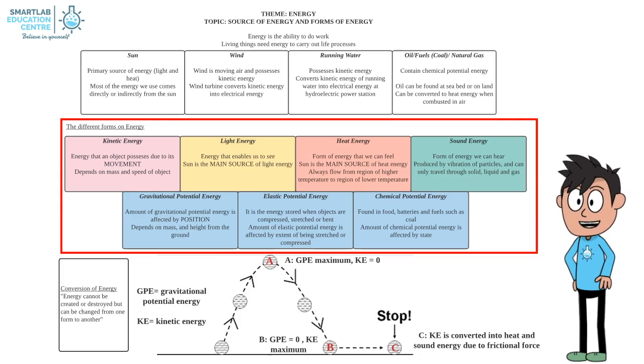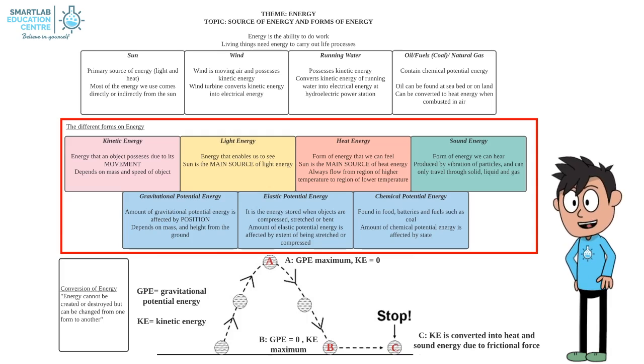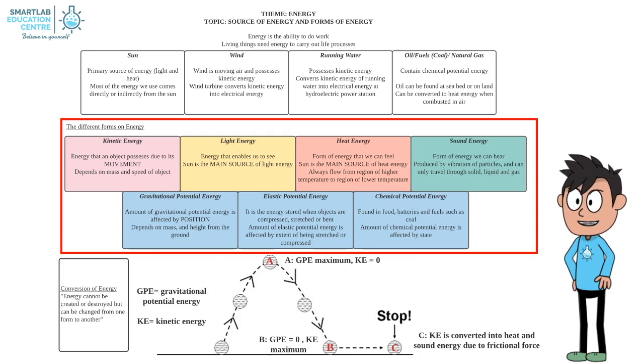Third, we have heat energy. It is a form of energy that we can feel. The sun is the main source of heat on Earth. Heat energy always flows from region of higher temperature to region of lower temperature. Fourth, we have sound energy. It is a form of energy that we can hear. It is produced by vibrations of particles, and can only travel through solid, liquid, and gas and not vacuum.